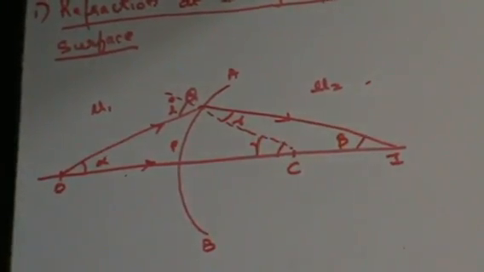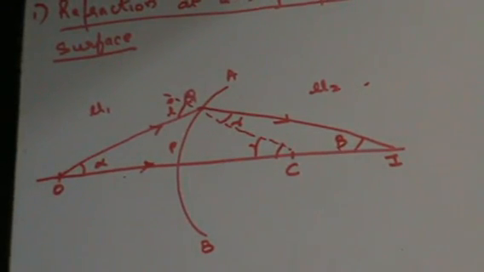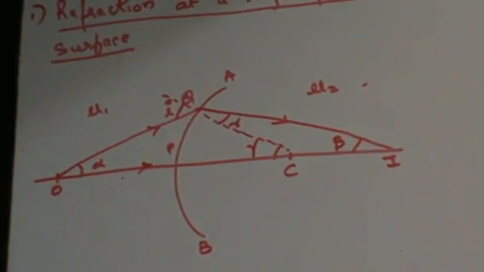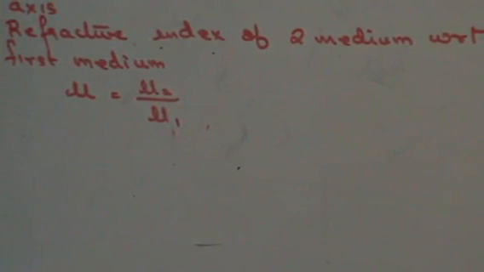Refractive index of the second medium with respect to the first medium. The ray which bends, where you have the refracted ray, is the second medium. Where you have the incident ray is the first medium. So the refractive index of the second medium with respect to the first medium is mu2 upon mu1.